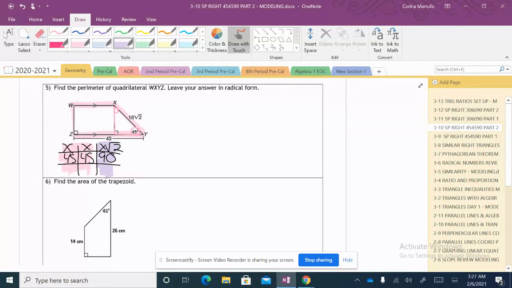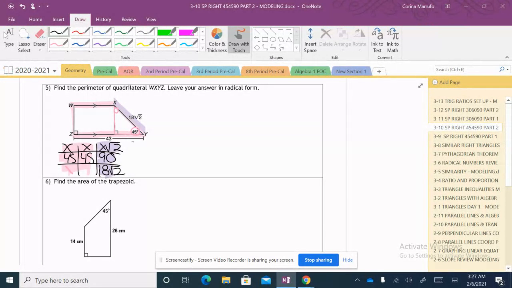Okay, so my two legs, we don't know what they are. That's actually what we're looking for, so I'm going to call this x. Wait, we do have it as x. But this one they do give us. They give us the hypotenuse. They tell us that the hypotenuse is 18 square root of 2. So that's what I'm going to write there, 18 square root of 2.